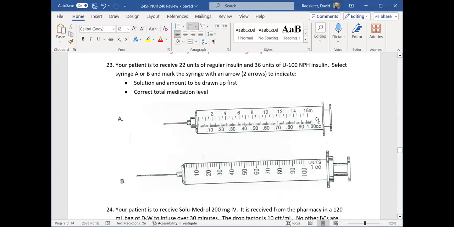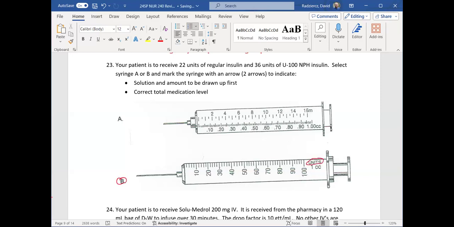on this question, it tells us that the patient is to receive 22 units of regular, 36 units of U100 NPH. You're going to choose A or B. You always choose syringe B if it's this question, because it's the only one that is marked in units, and we measure insulin in units.